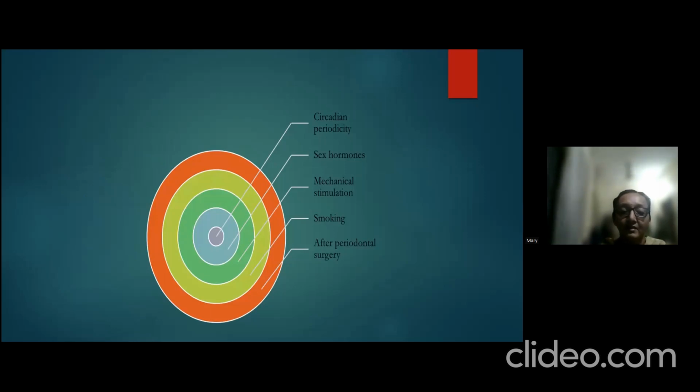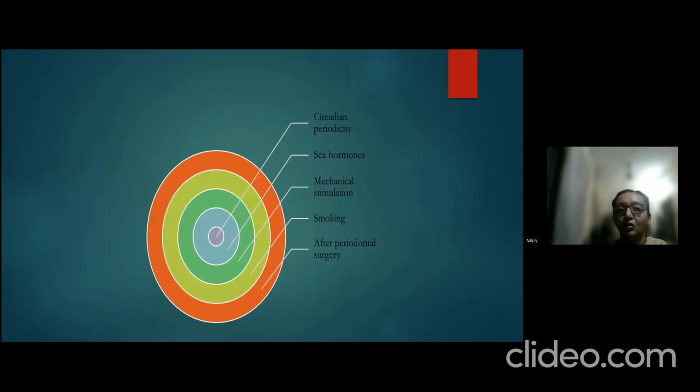That is, circadian periodicity shows an increase in the GCF. There is an increase in the production of GCF from 6 a.m. to 10 p.m. That is the time when we are normally awake, and there is a decrease afterwards. That is, during our sleep, the gingival crevicular fluid seems to decrease.